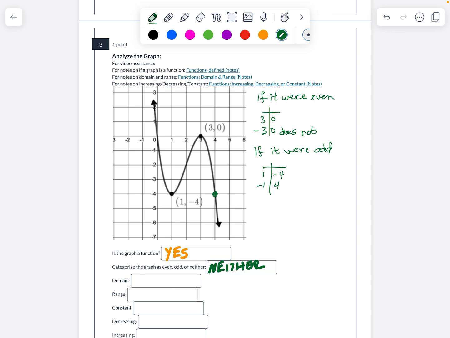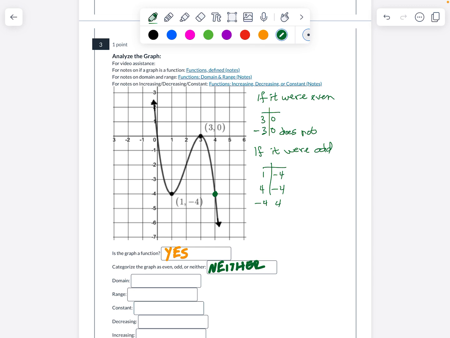Let's say that point right there. If it has that point right there, what is that point? That is 4, negative 4. If it has 4, negative 4, then it should have the ordered pair negative 4, positive 4. And that's very obvious that it does not. So it's neither. It's not foldable on the y-axis, and you can't rotate it 180 degrees.